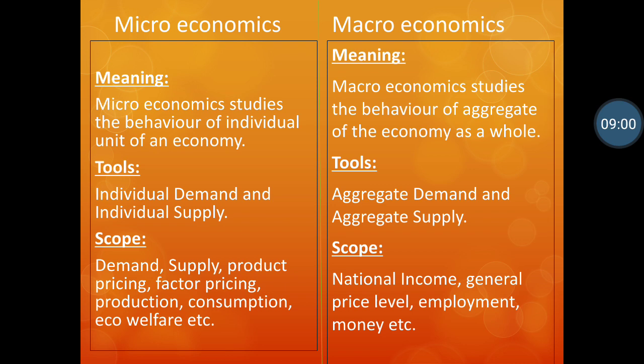Here in scope of macroeconomics, it includes national income, general price level, employment, money, etc. So here in macroeconomics, the scope goes till national income, that is overall income of a country, general price level, that is normal price level which prevails in the economy, employment level, etc.